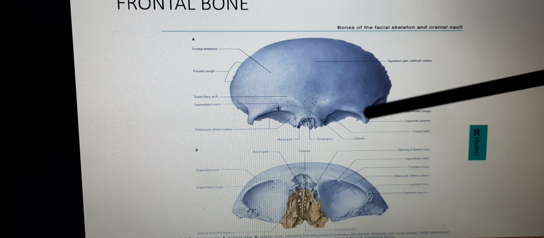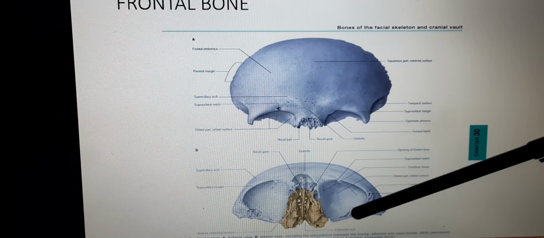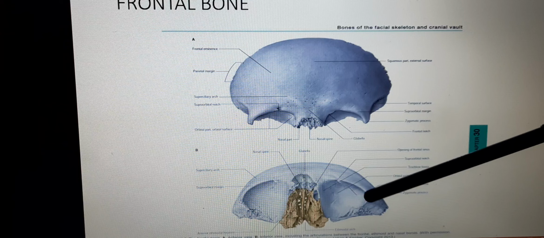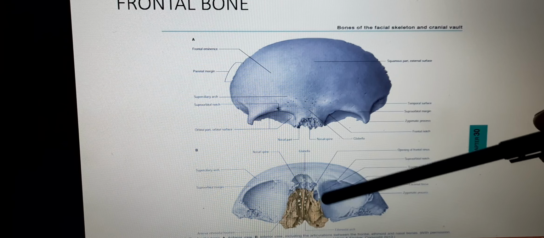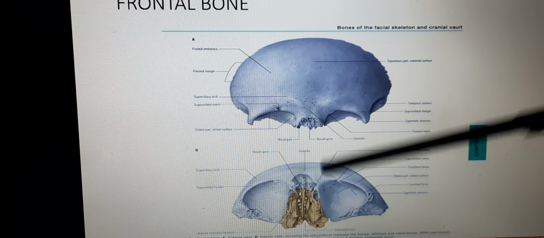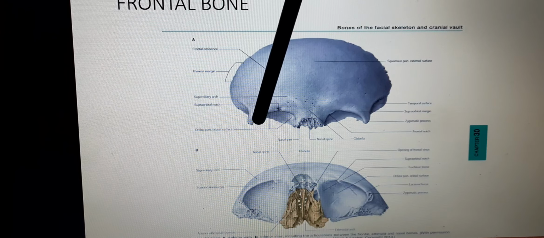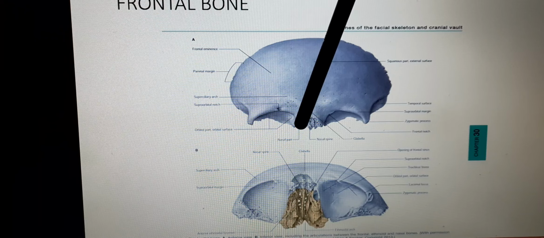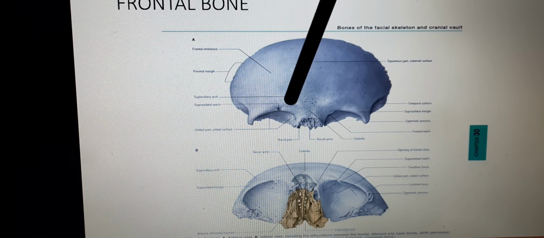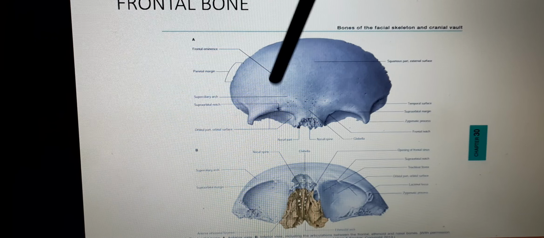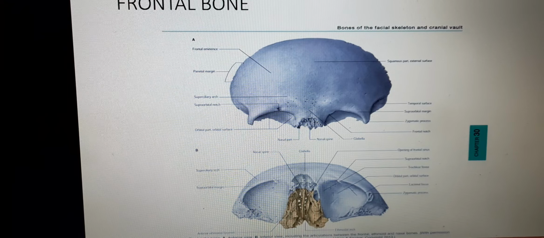So there are two important fossae present in the orbit: in the anterolateral aspect, the lacrimal fossa, and in the anteromedial aspect, the trochlear fossa or trochlear spine. Now see the supraorbital margin. Between the junction of the lateral two-thirds and medial one-third, you get a notch or foramen, known as the supraorbital foramen, or if it is a notch, the supraorbital notch. Through this foramen or notch, the supraorbital nerve and vessels pass.